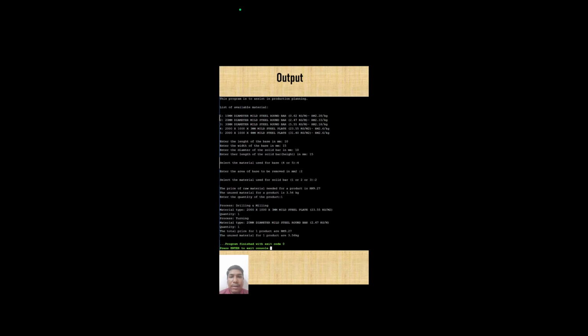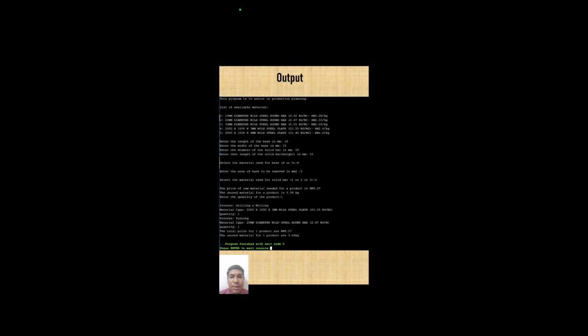List of available material: material 1, 2 and 3. Next is 4 and 5 for my steel plate and my steel round bar. Next, we enter the length of the base in mm. We choose to select 10. Enter the width of the base in mm, 15. And 10, we enter the diameter of the solid bar in mm. Next is 15 millimeter. We enter the length of the solid bar or height.